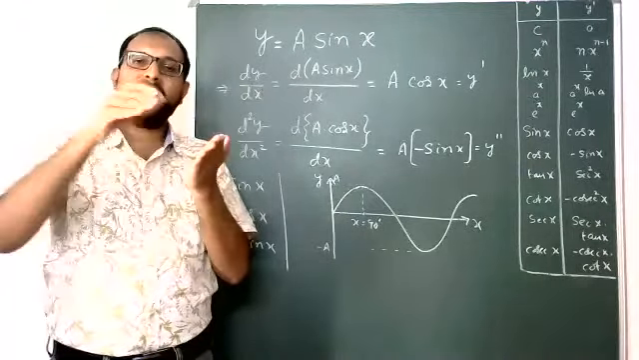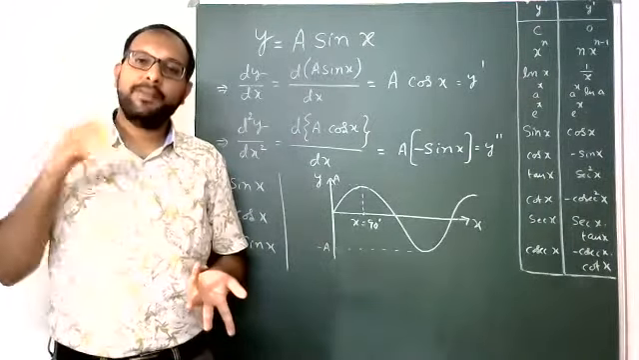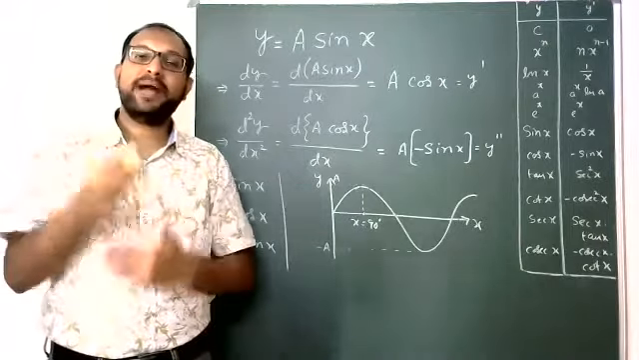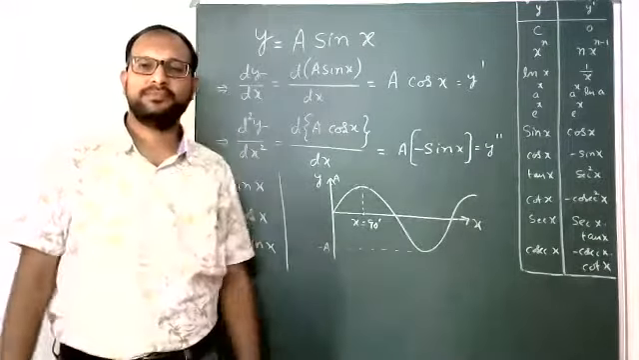Students, suppose now one number changing from plus 2 to minus 2. What is the change? Minus 2 minus 2 means minus 4 is the answer. Means final value minus initial value is the change.